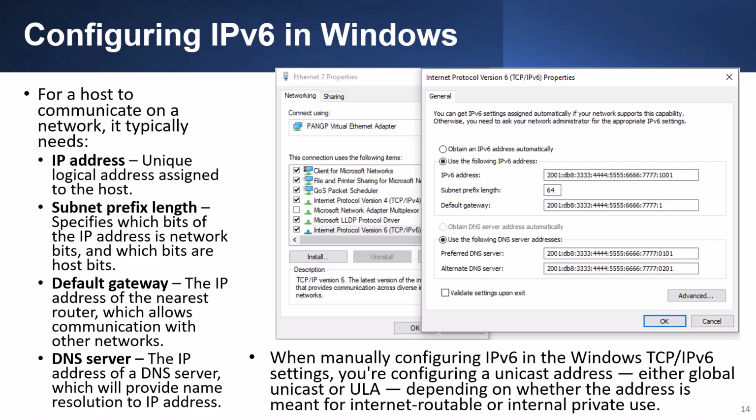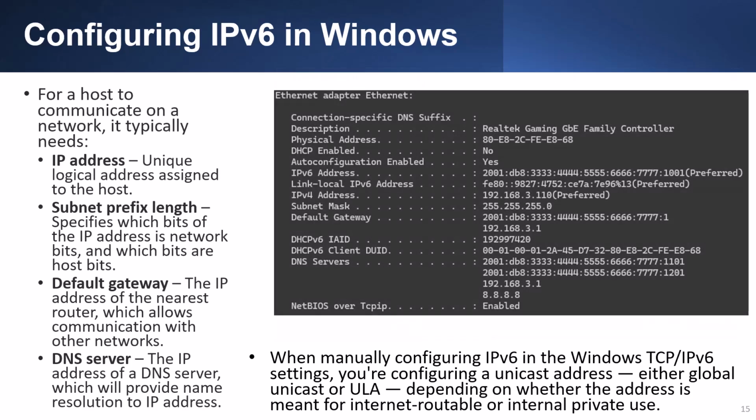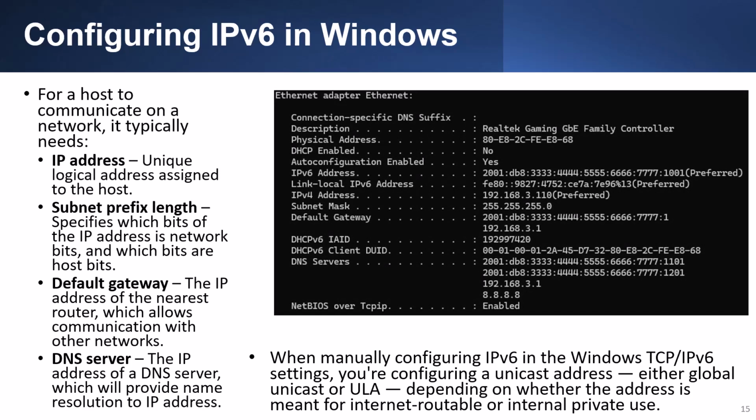When manually configuring IP version 6 in the Windows TCP/IP version 6 settings, you'll configure a unicast address, either global unicast or ULA, depending on whether the address is meant for internet-routable or internal private use. Again, here is the ipconfig /all command showing the IP configuration.